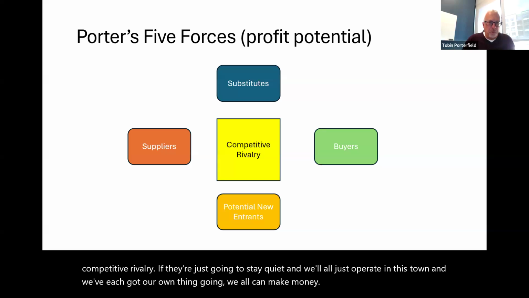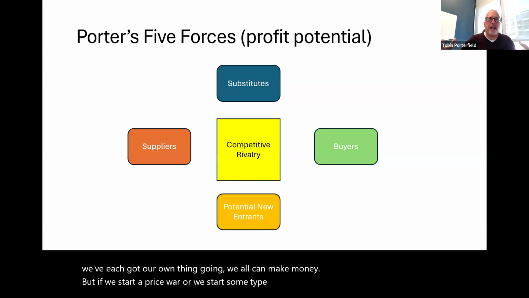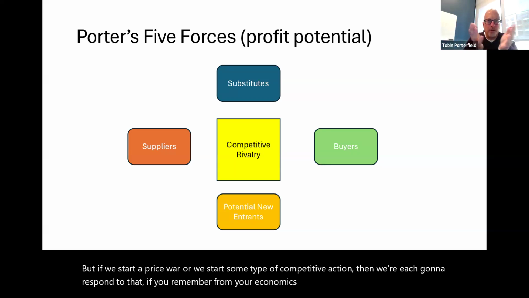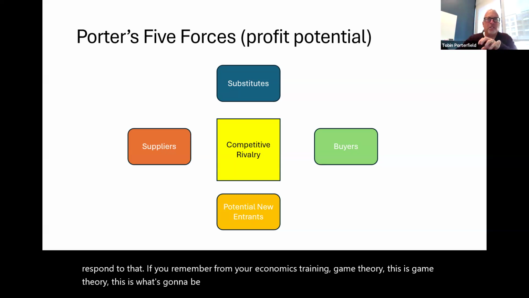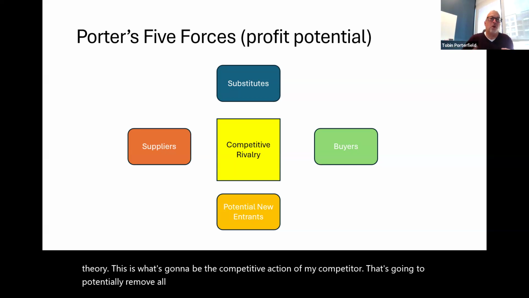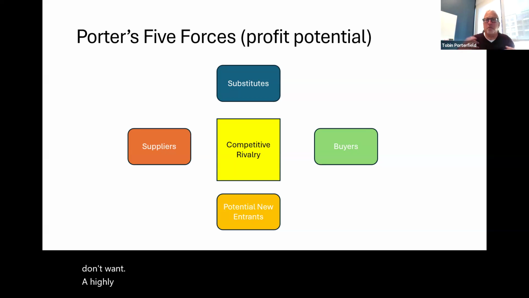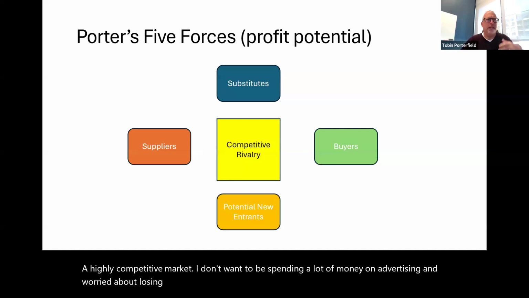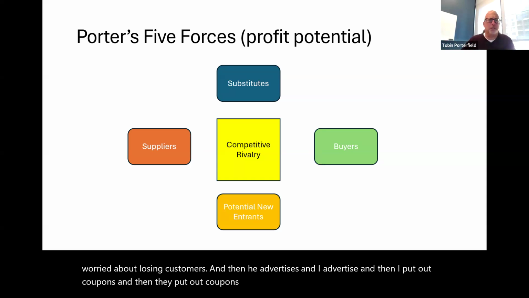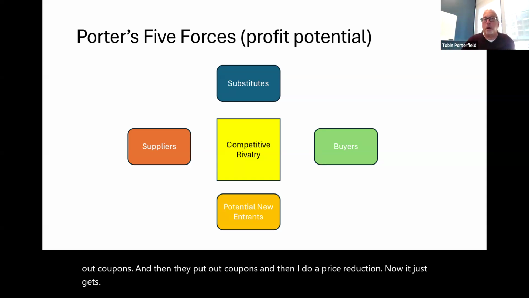But if we start a price war or some type of competitive action, then we're each going to respond to that. If you remember from your economics training, game theory. This is game theory. This is the competitive action of my competitor that's potentially going to remove all the profit from the business or remove my market share, because I don't want a highly competitive market. I don't want to be spending a lot of money on advertising and worried about losing customers. Then he advertises and then I advertise, and I put out coupons and then they put out coupons, and then I do a price reduction. Everybody loses profit.